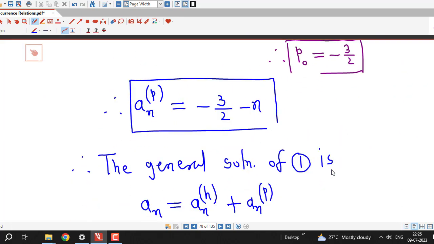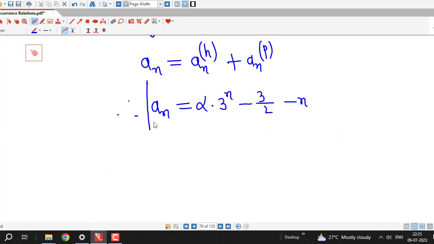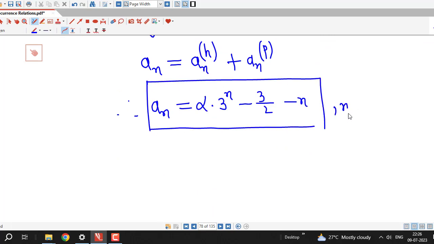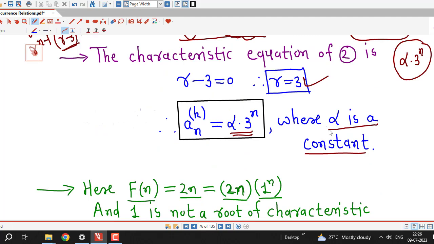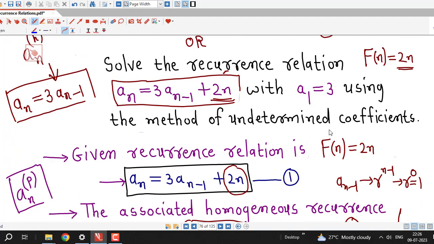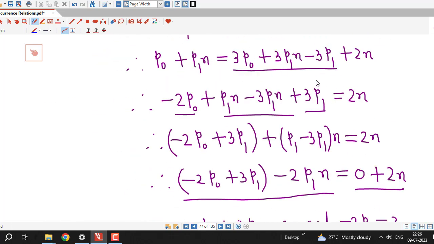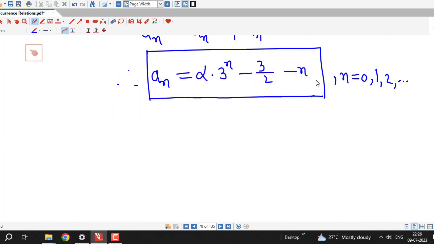So this is the set of all possible solutions. If we start with n equal to 0, 1, 2 and so on, then this expression gives all possible solutions of the given non-homogeneous recurrence relation. Now we are given one initial condition also, so now we use that initial condition and we obtain the solution satisfying that initial condition. Initial condition is a1 equal to 3. So for a1 we put n equal to 1 in this solution.